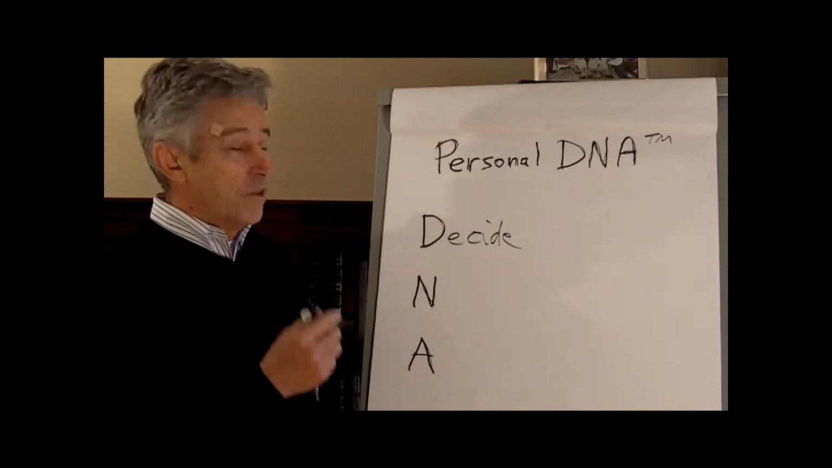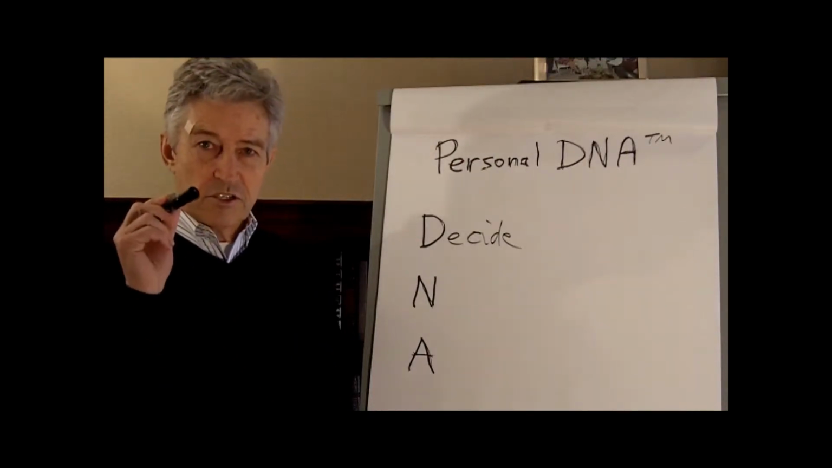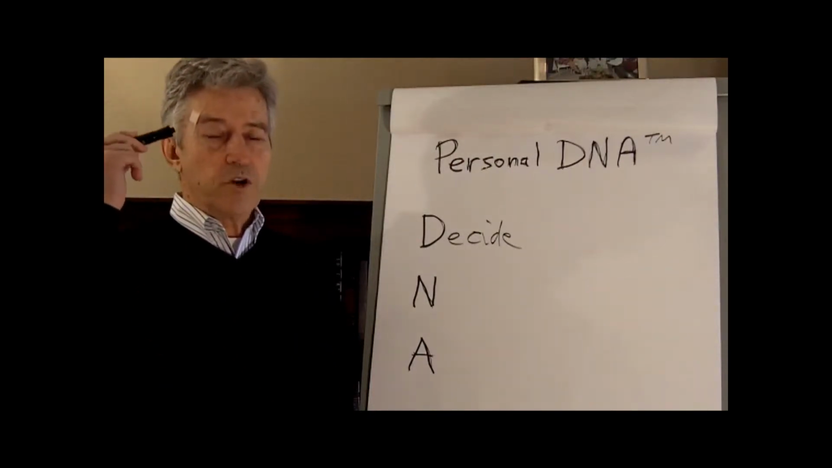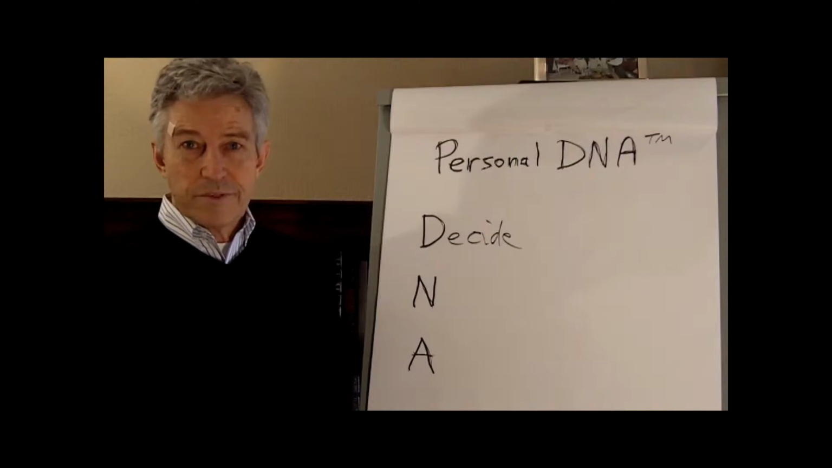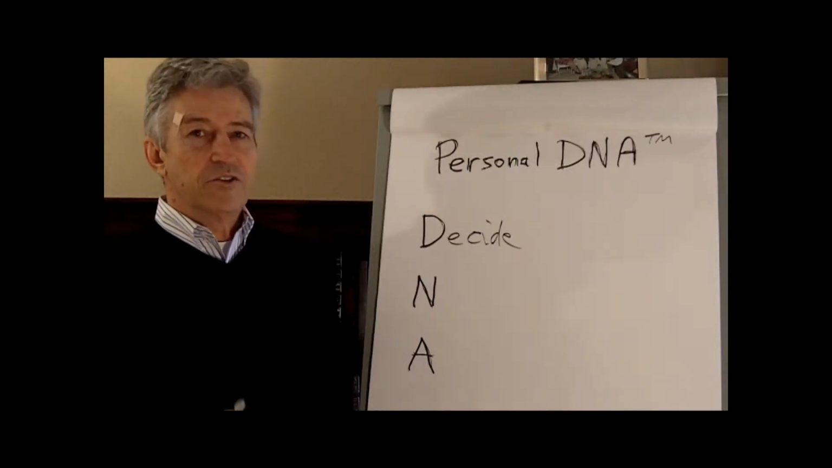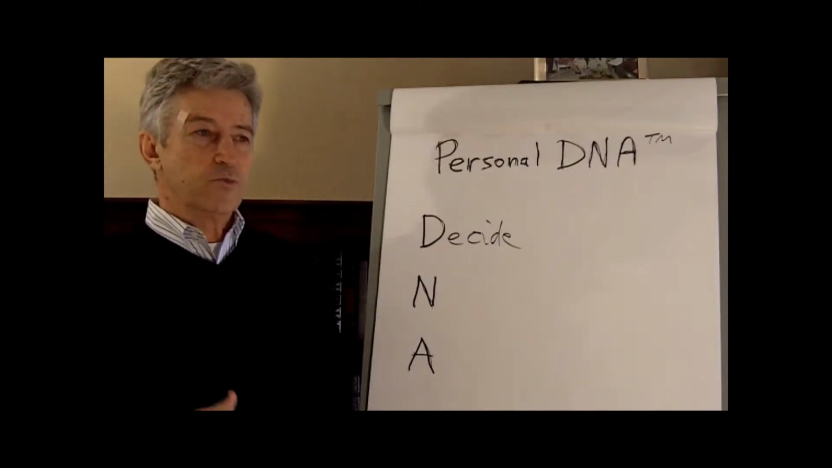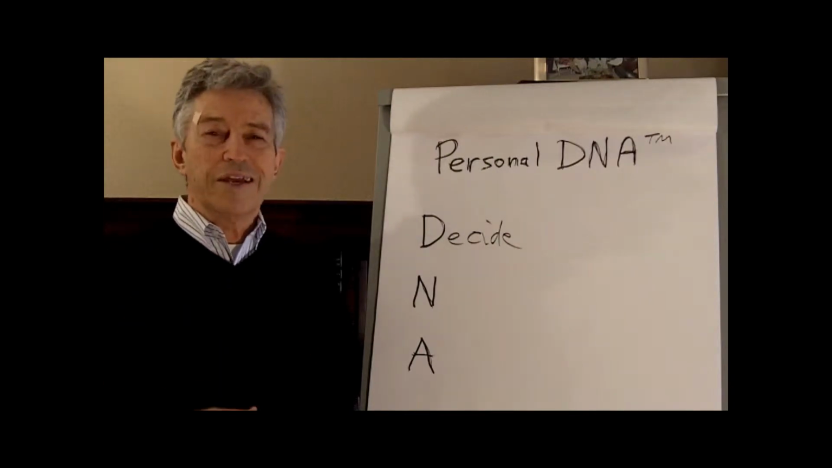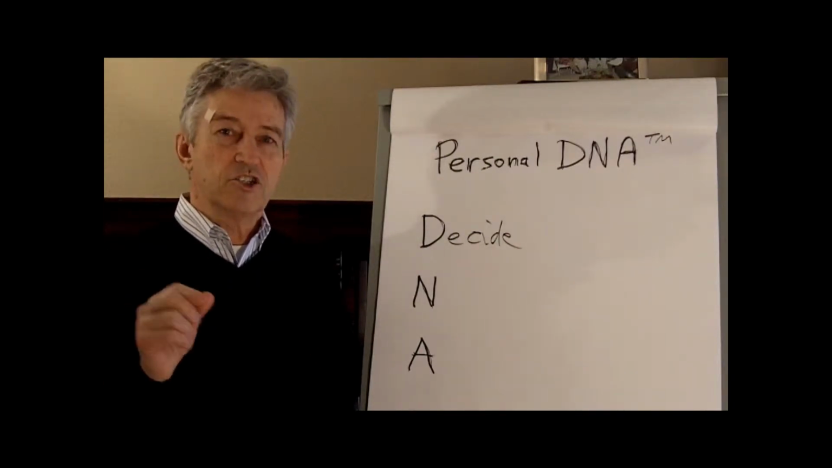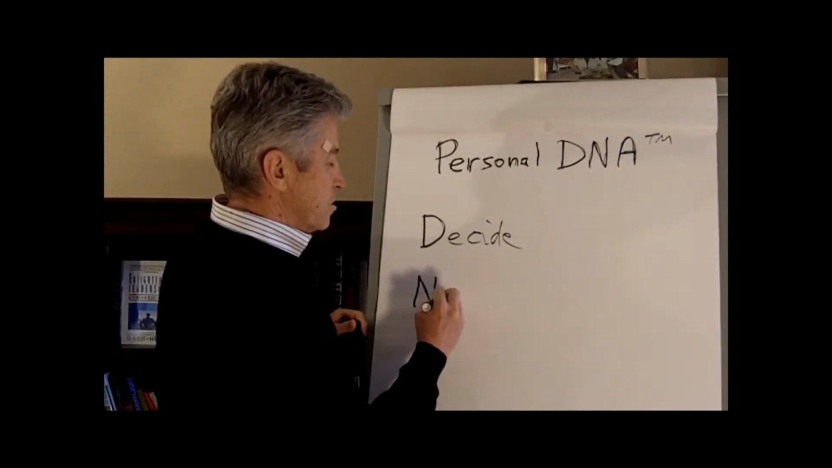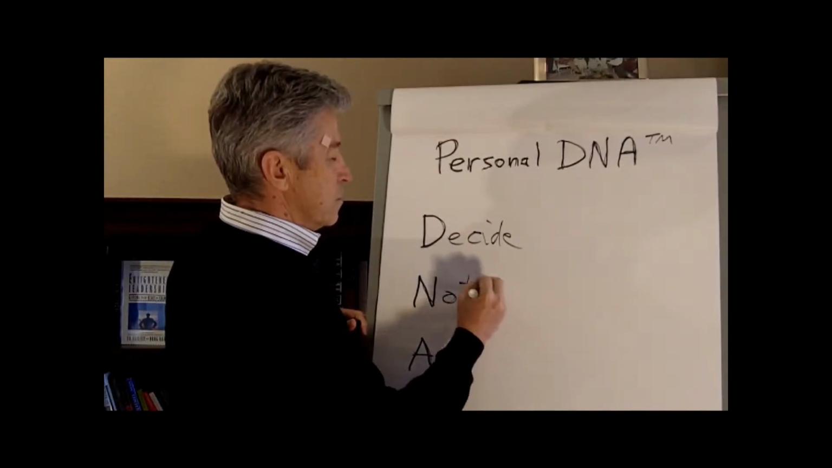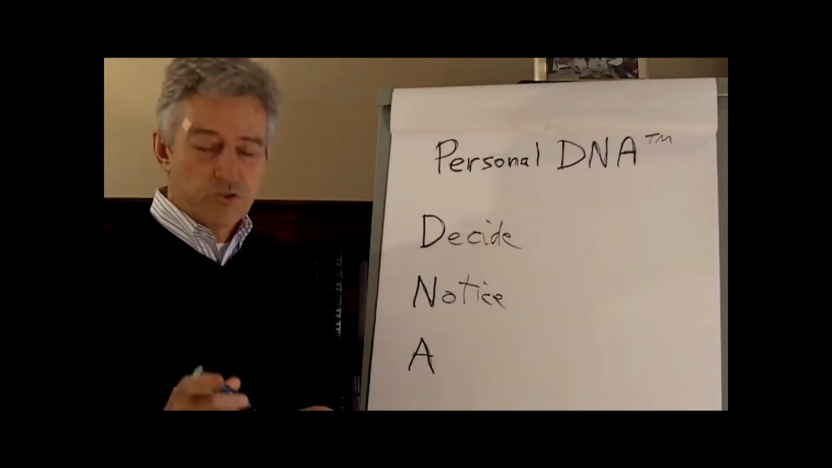Now, one of the interesting things about decisions is they literally trigger the reticular activating system of the brain to go to work. So once we make a decision, the next thing we start doing is we start looking for all indications that our decision is true. So that's the second one. That is where we notice the indications that it is true.